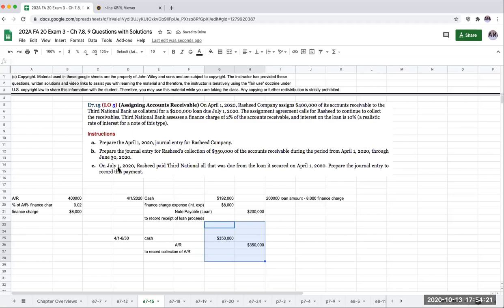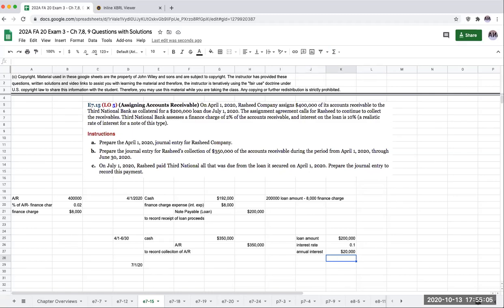And then lastly, on July 1st, Rashid paid Third National all that was due from the loan it secured. So on July 1st, 2020, how much is going to be paid? Well, you've got $200,000, which is the loan amount. The interest rate is 10%, so the annual interest is $20,000. However, I did not borrow the money for the entire year. I borrowed it for 3 months, April, May, and June.